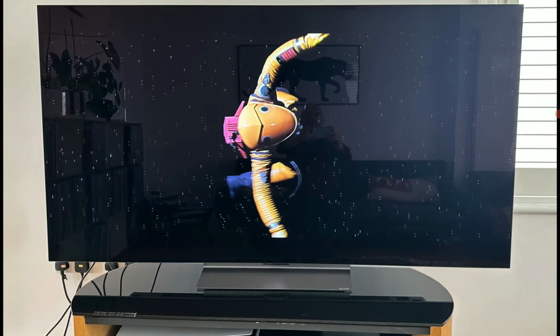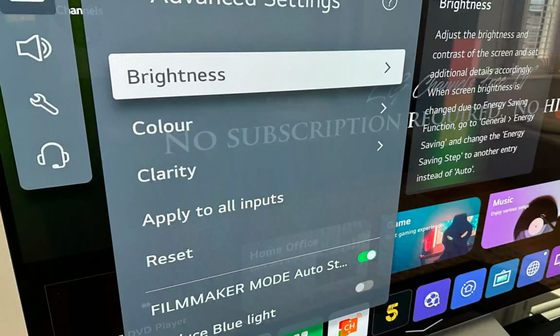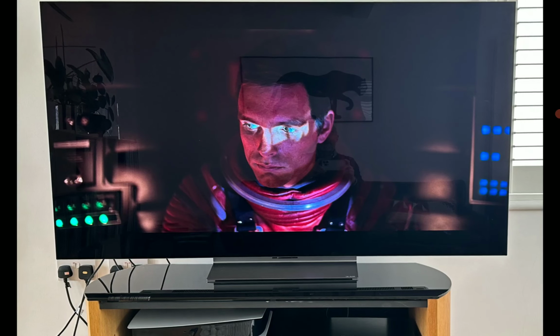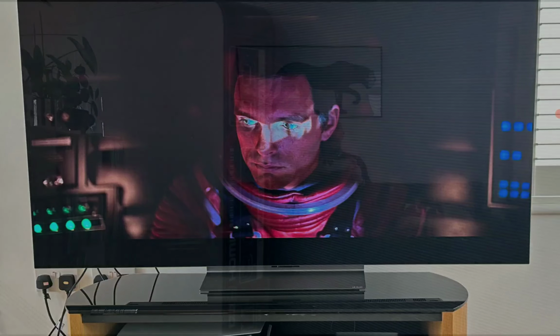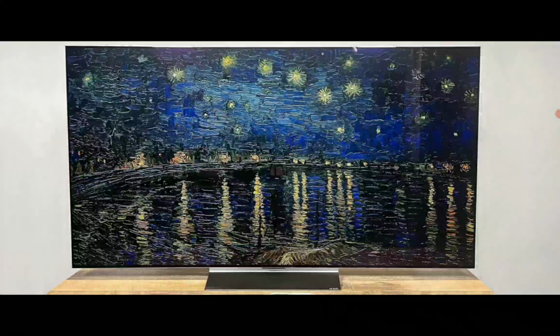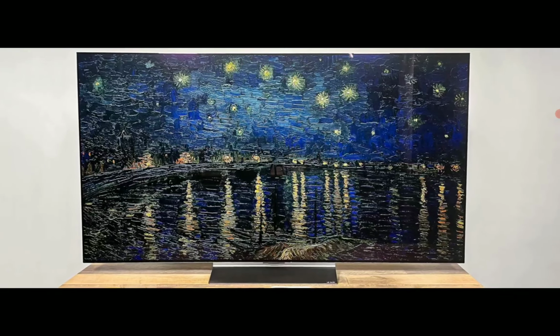So let's start out with the B3. Now the B3 comes in three sizes: 55 inches, 65 and 77 inches. When you go to the C3, it comes in about six different sizes. You're looking at 42, 48, 55, 65, 77 and 83 inches. This is very, very important before you go out to purchase any one of these two.